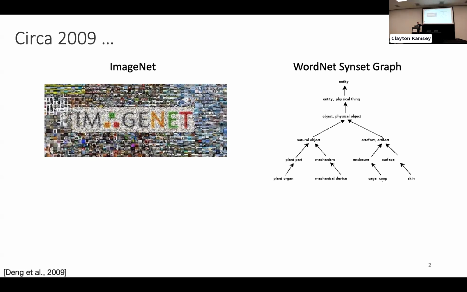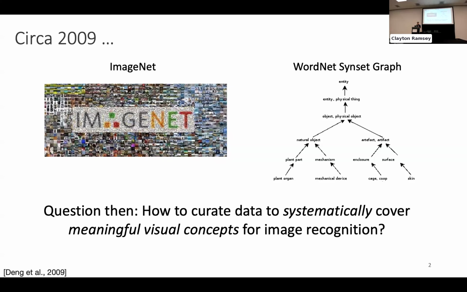Who has heard of synsets? Great, I'm not at a computer vision or an NLP conference. It's basically a hierarchy of semantics. For example, there's entity, physical thing, object, physical object. So it's a hierarchy of how we organize visual concepts, like bird, different species of birds, different types of sports, and these kinds of things. This really provided a structural backbone to systematically cover meaningful visual concepts. And this was one of the trillion-dollar questions, I think, that propelled the field of AI in the past 15 years or so.